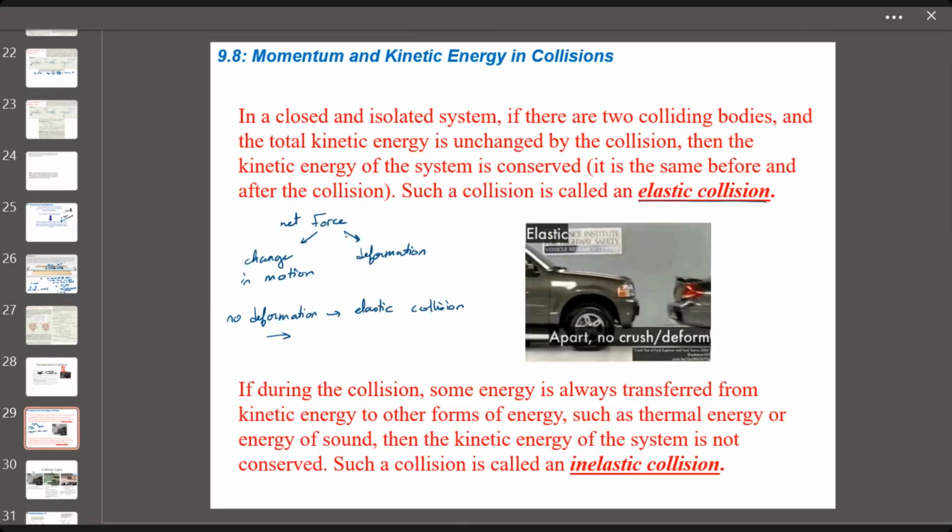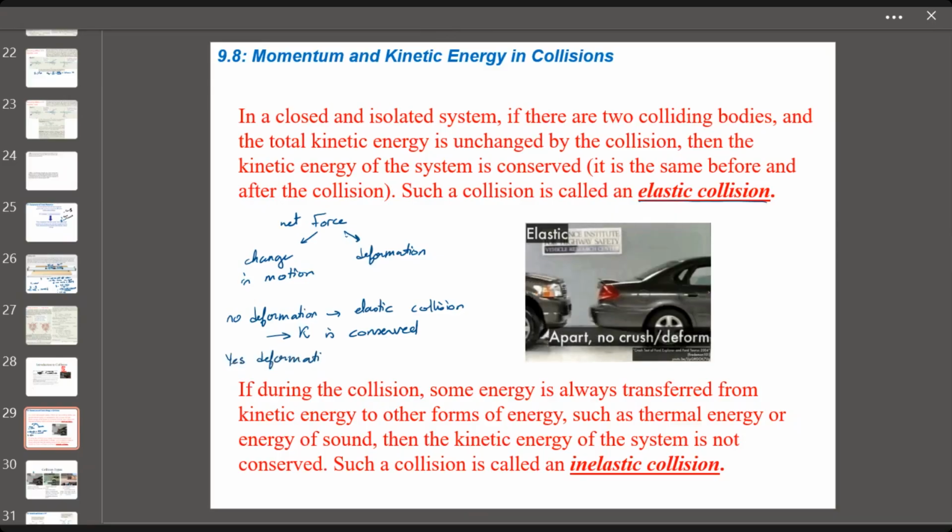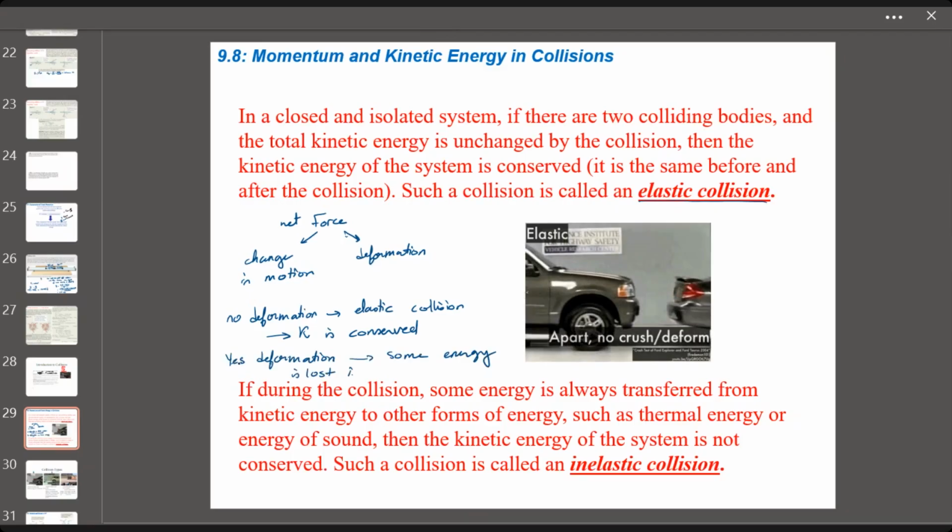of the object, then I will say the kinetic energy is conserved. So the initial kinetic energy of both objects will be the same after the collision. If I have deformation, some energy will be lost to make this deformation. So the initial energy of the system, part of it will be lost. I will name this an inelastic collision. So we can distinguish between some types of collisions.